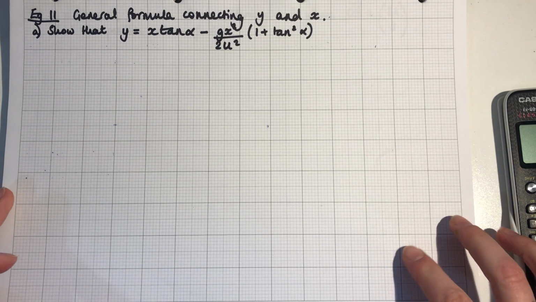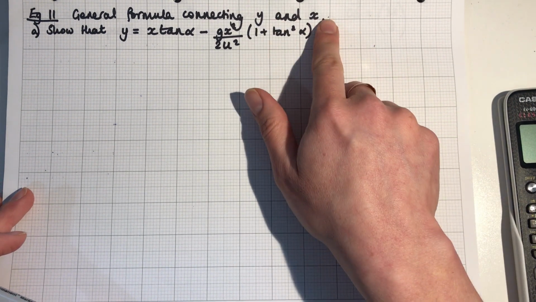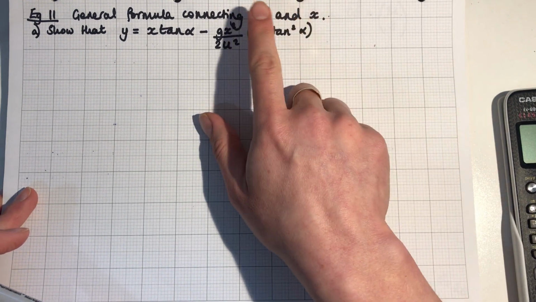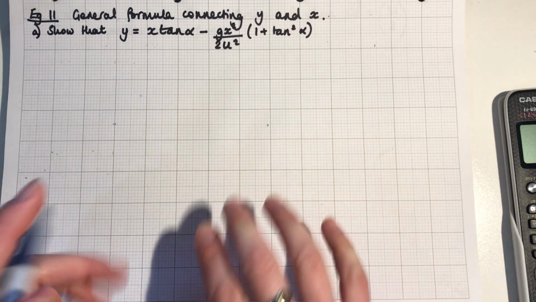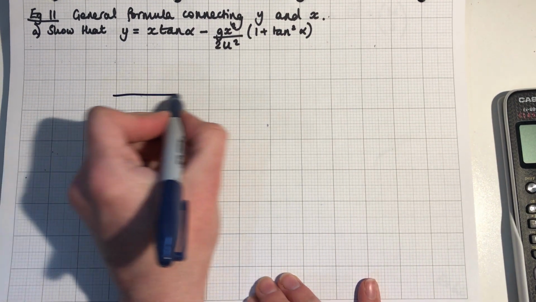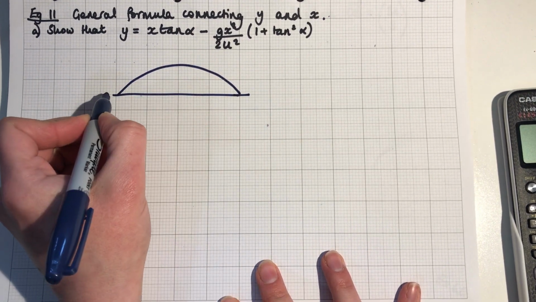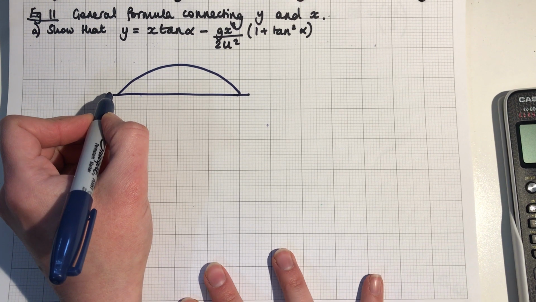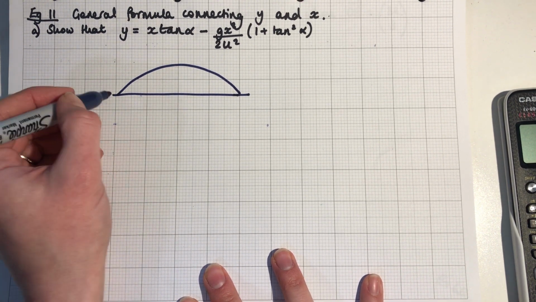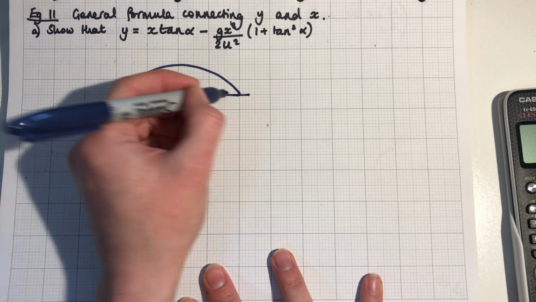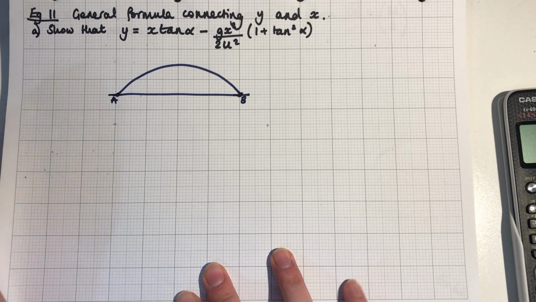Second part then, this is a general formula now connecting y and x, which are the horizontal and the vertical distances from where you start. So again, we're just dealing with a standard projectile motion, going from there to there. We won't give these points any particular names. I'll just stick with A and B.